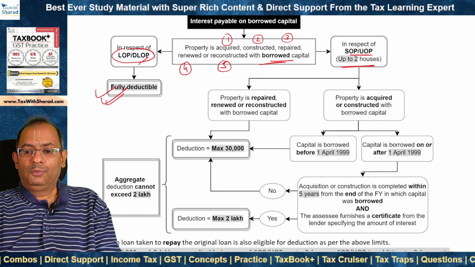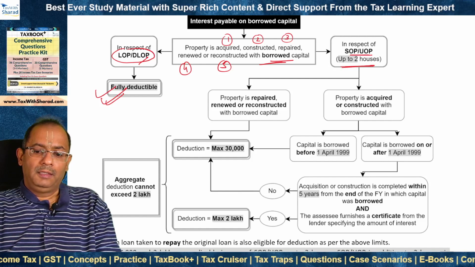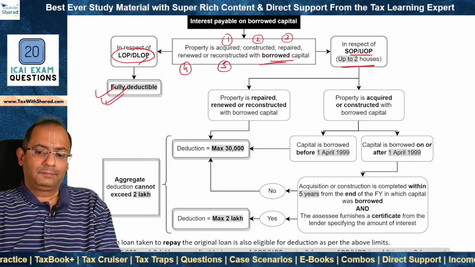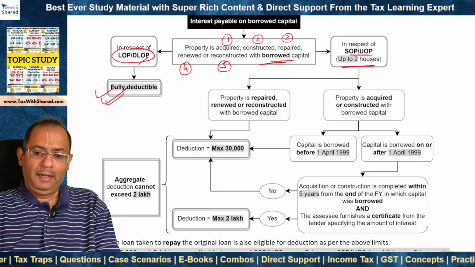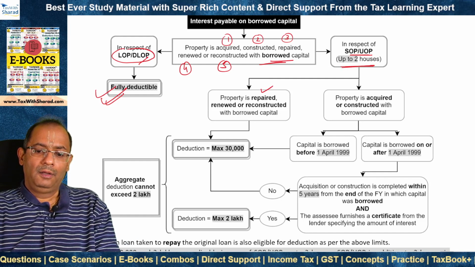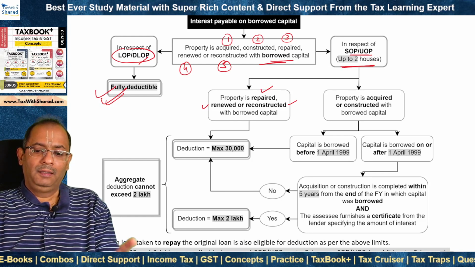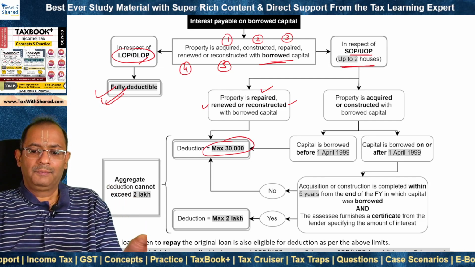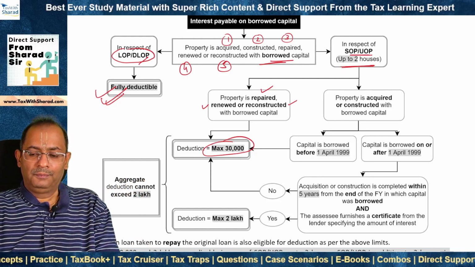So in respect of SOP or UOP, we need to see whether the property is repaired, renewed or reconstructed, or it is acquired or constructed. So construction and reconstruction are not the same, right? If the property is repaired or renewed or reconstructed with borrowed capital, then the deduction is a maximum of 30,000. So if interest is 1 lakh, 70,000 will not be allowed, 30,000 will be allowed.